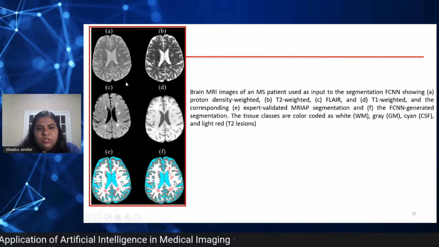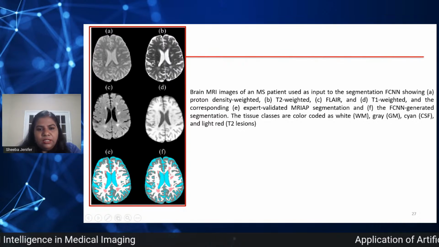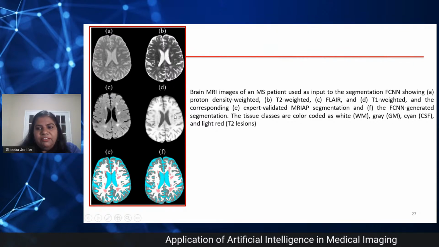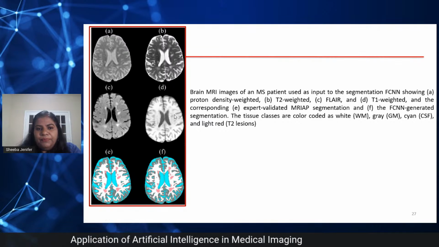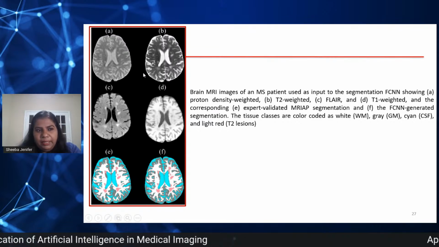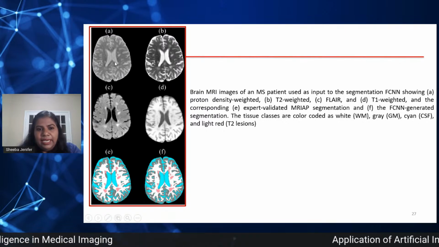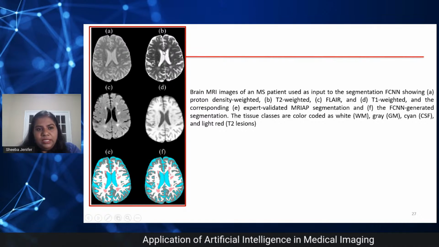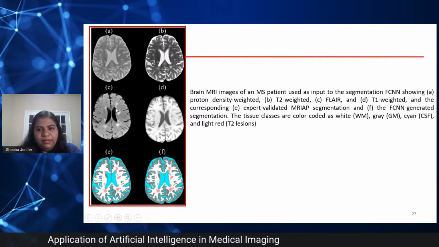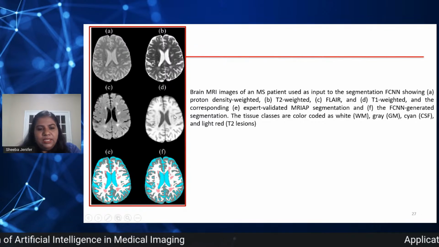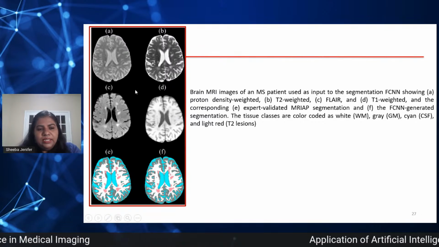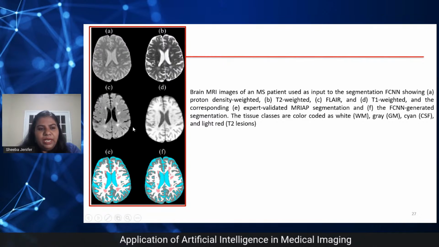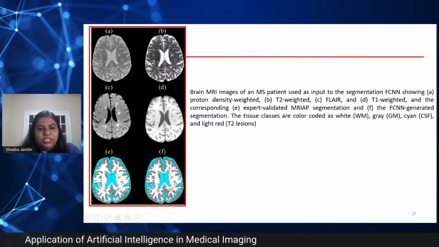So the ultimate aim is to find where these lesions or tumor regions are. You can see A, B, C, D are different imaging modalities. A is the proton density weighted image. B is another type of modality called T2 weighted MRI. C is the FLAIR image, and D is the T1 weighted image. And we use all these kinds of images depending on the experiment. We can use these images to see where the tumor region or the lesions are.